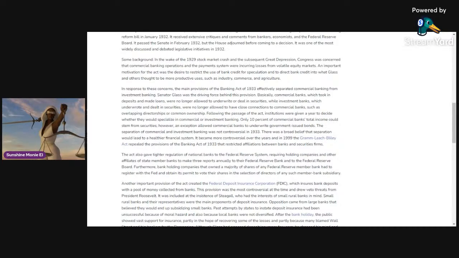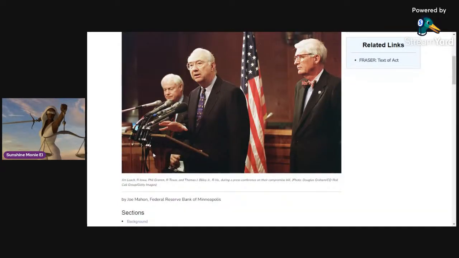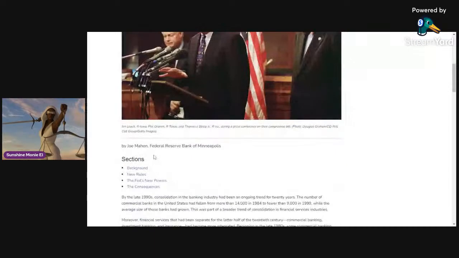Financial Services Modernization Act of 1999, Gramm-Leach-Bliley. This legislation, signed into law by President Bill Clinton in November 1999, repealed large parts of the Glass-Steagall Act, which had separated commercial and investment banking since 1933. This led to the creation of financial holding companies, over which the Fed was granted new supervisory powers.